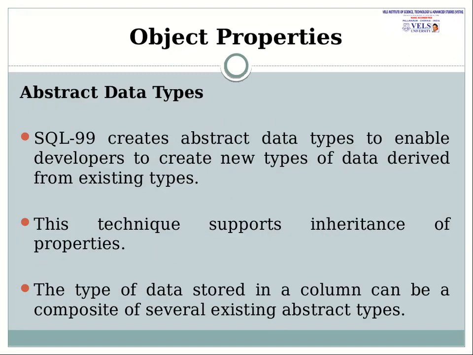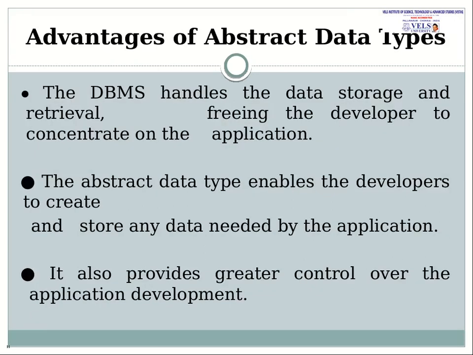What are abstract data types in the object oriented model? Here SQL 99 creates abstract data types to enable developers to create new types of data derived from the existing type, which is called the inheritance concept. New data objects easily inherit the existing objects, so it supports the inheritance of properties. The types of data stored in a column can be composed of several existing abstract data types.